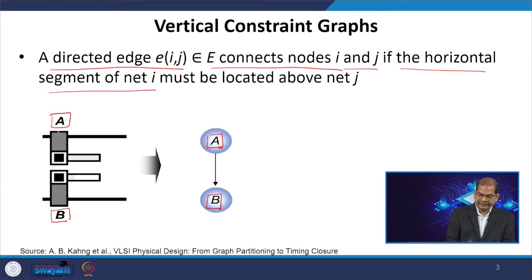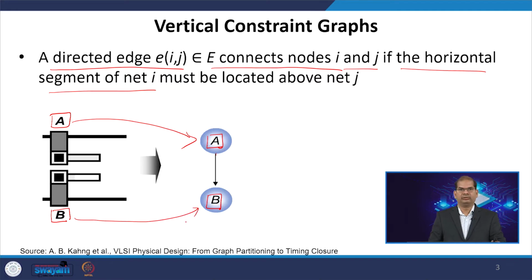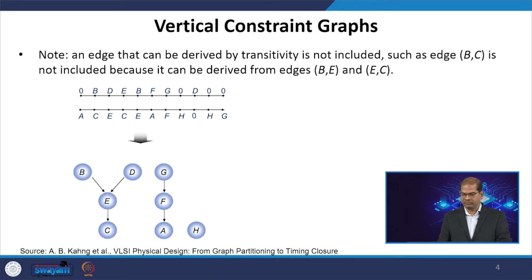The arrow should start from the top pin and end at the bottom pin. So, here the A pin corresponds to this node and the B pin corresponds to this node. Now, we will discuss one more concept called transitivity. Transitivity says that an edge that can be derived by transitivity is not included.